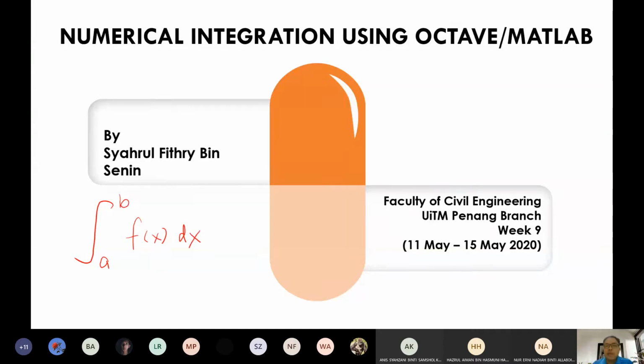Okay, so in your mathematics course, maybe some of you have discovered how to solve this simple equation, let's say the integration of x dx.